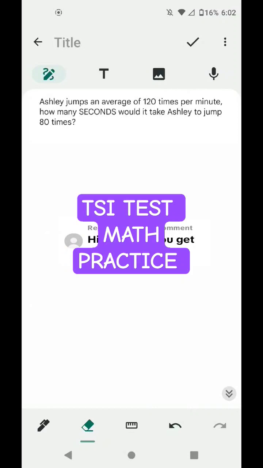Hey math people, so let's take a look at this word problem. Ashley jumps an average of 120 times per minute. How many seconds would it take Ashley to jump 80 times?